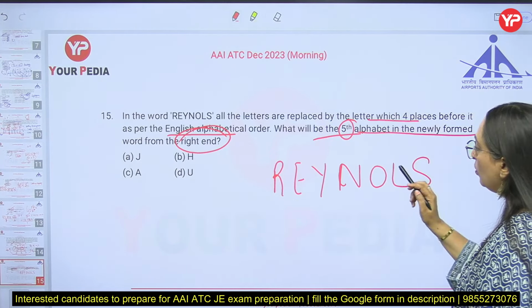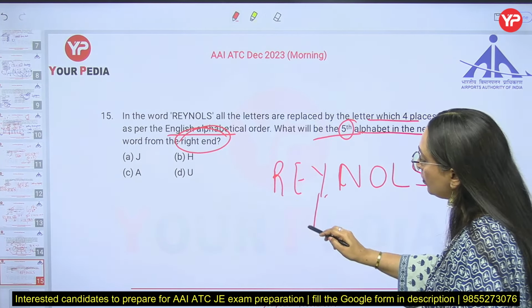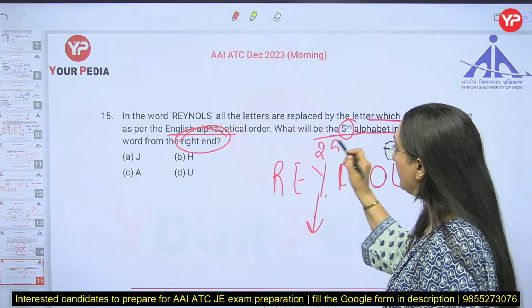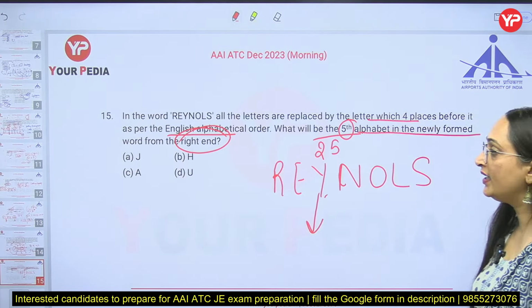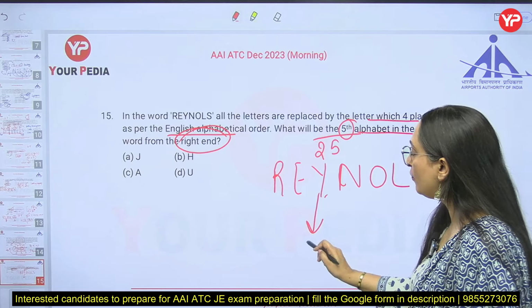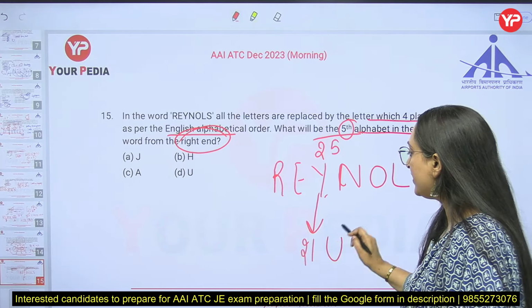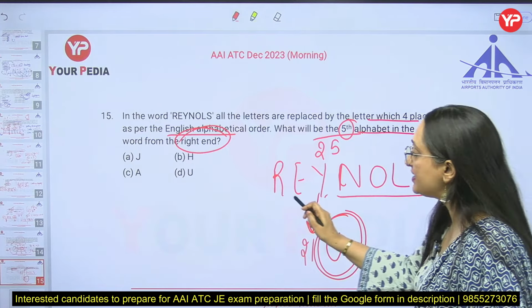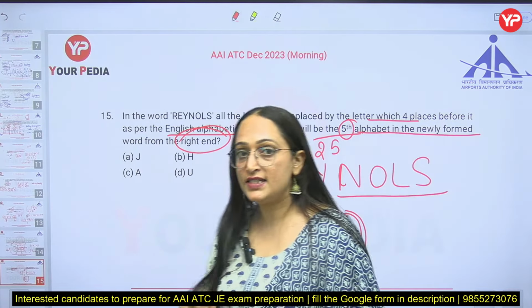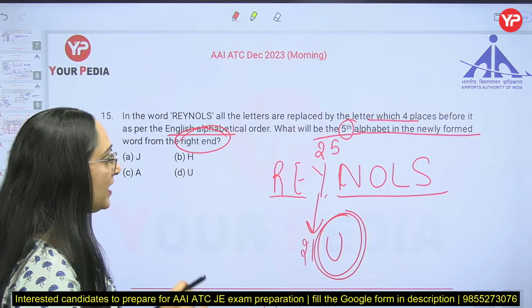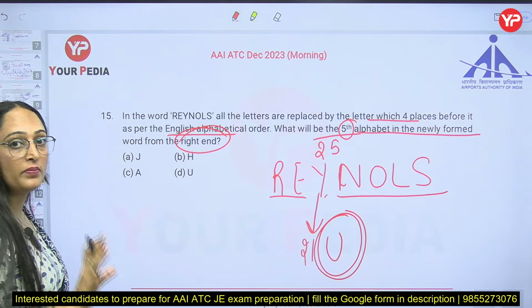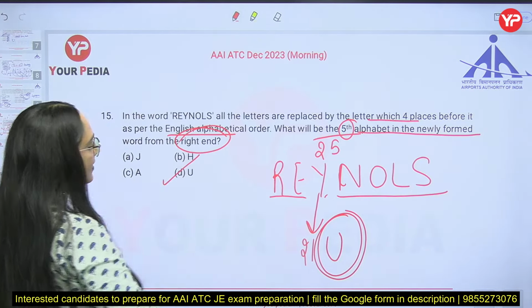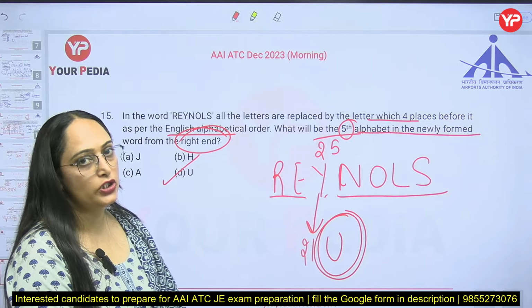1, 2, 3, 4, 5. So this is the right end. Only here, subtract 4 letters. 25 minus 4 is 21. That is U. So our answer is U. No need to replace all these letters. Just replace the fifth letter from the right side in the word Reynolds. So the answer of this one is U.